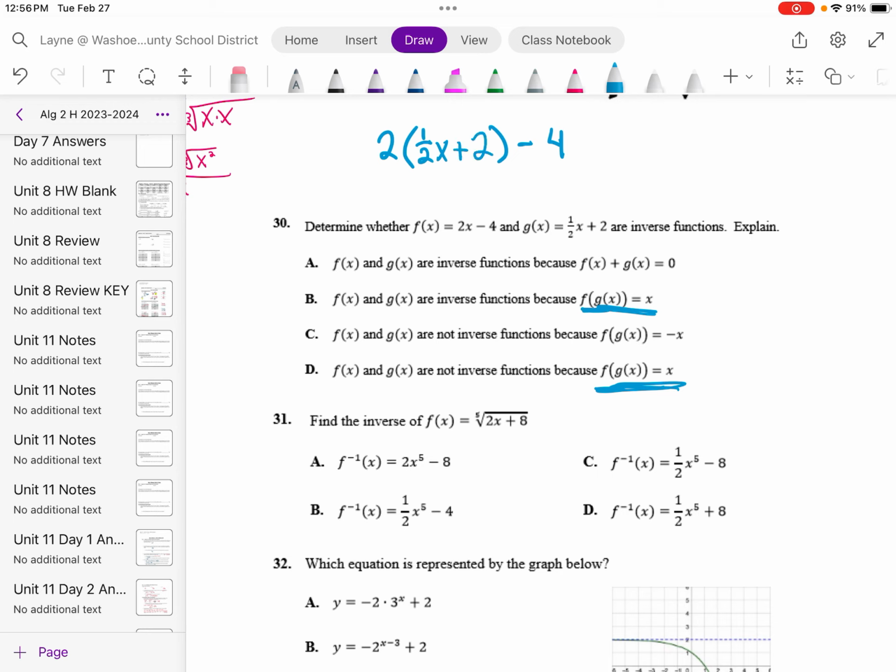And then we'll simplify this and see if it simplifies to X. 2 times a half cancels, so this will just be X. 2 times 2 is 4. The 4's will cancel, so this simplified to X. So since it's simplified to X, they are inverse functions.